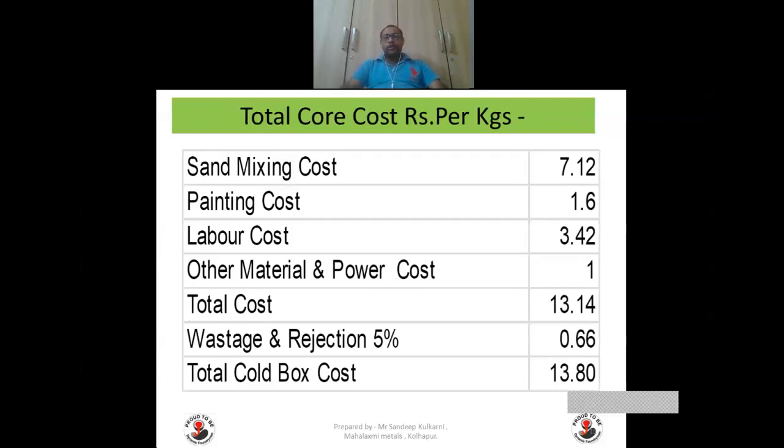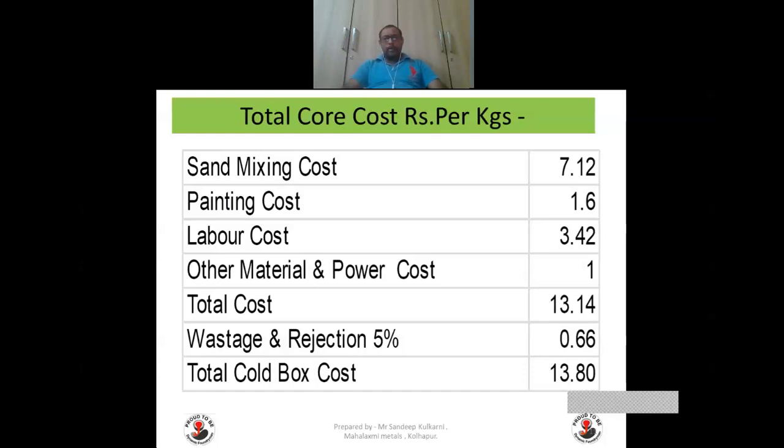Total core cost, rupees per kg. We have considered here sand mixing cost which I have already derived at 7.12 rupees per kg of core weight, painting cost 1.6 rupees per kg of core weight, labor cost 3 rupees 42 paisa per kg of core weight, other material and power cost 1 rupee per kg of core weight. Total cost will be 13 rupees 14 paisa. Wastages and rejection I have considered 5%, so it will add another 0.66 rupees per kg of core weight. So total ColdBox core cost will be 13 rupees 80 paisa per kg of core weight.